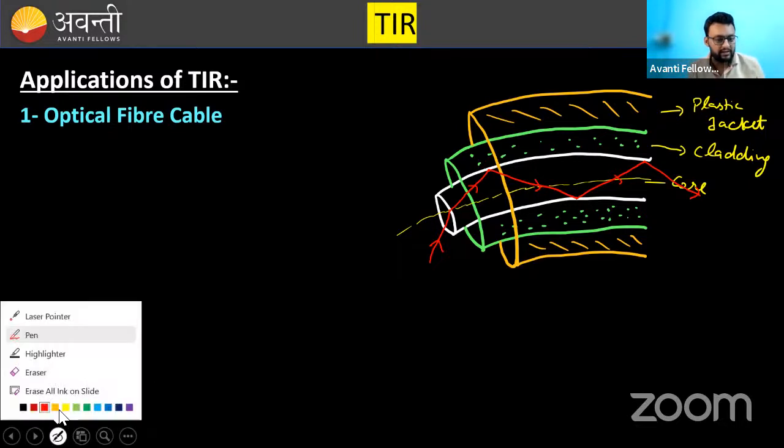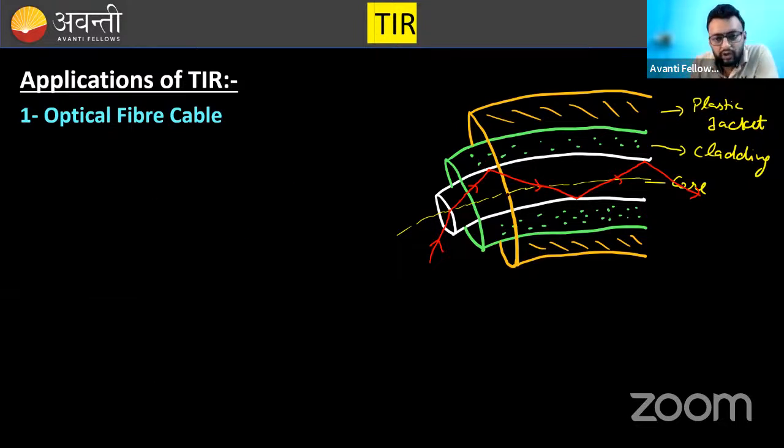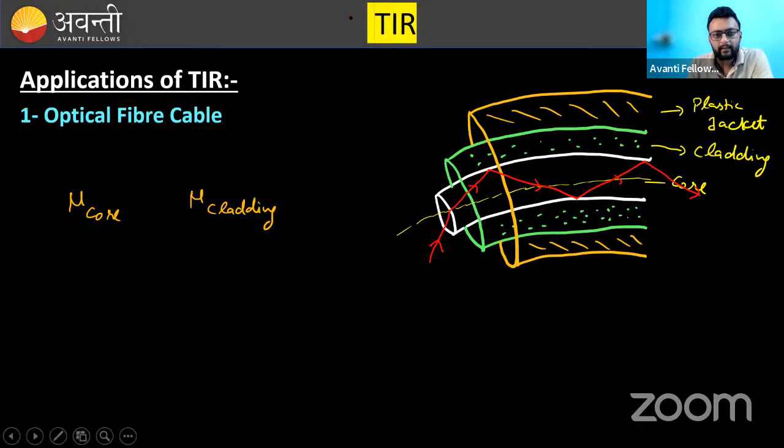So one thing I will ask you, which of the mediums, core or cladding, will have the higher refractive index? This is the refractive index of core. This is the refractive index of cladding. Which should be more for TIR to happen? Anyone? Core should have high refractive index. Okay, Gauri Lakshmi is saying core should have.